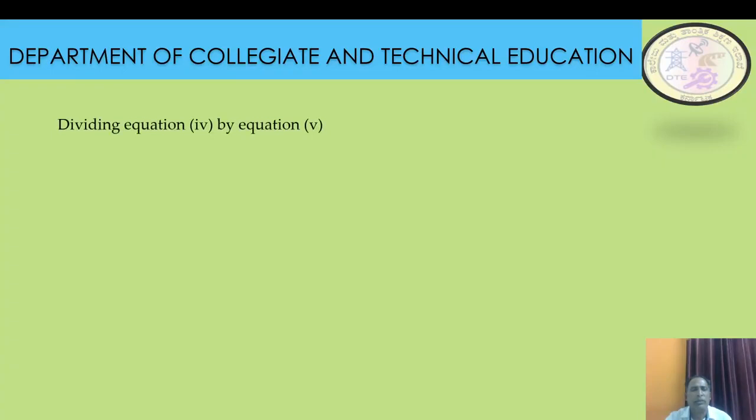Now dividing equation 4 by equation 5, that is the weight of the solid shaft divided by the weight of the hollow shaft, equals weight density into pi by 4 into d square into L, divided by weight density into pi by 4 into 5 by 9 DO square into L.